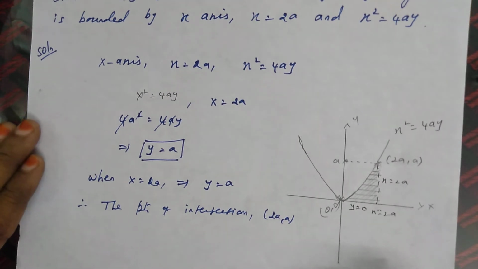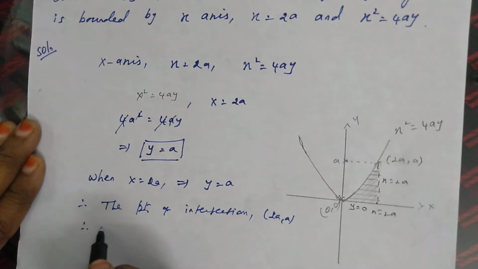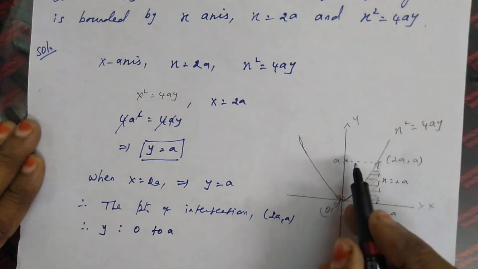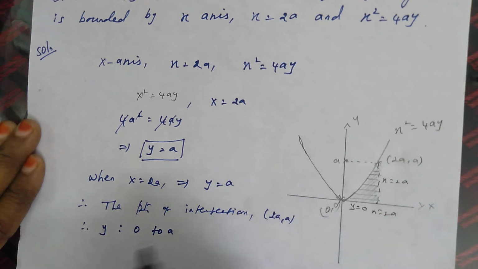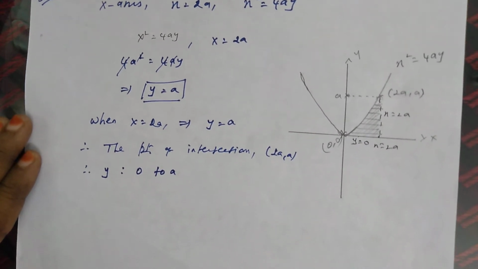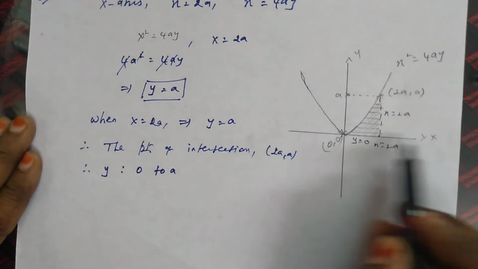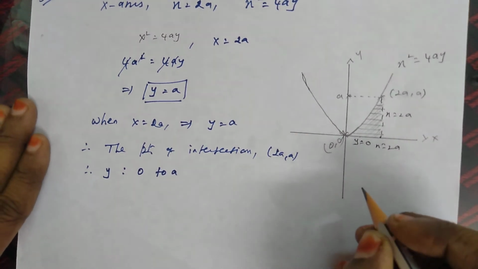Hence we can find the limit for y. Y varies from where to where? Y varies from 0 to a. From the diagram we can easily identify that y starts from here and ends at a. So y varies from 0 to a. Now we have to find the limit for x. The x-axis is horizontal. To find the x limit, whenever we do this integration, we have to take the horizontal strip.